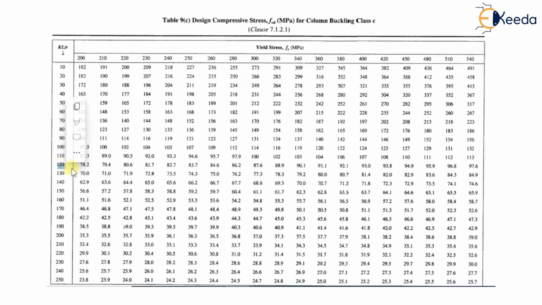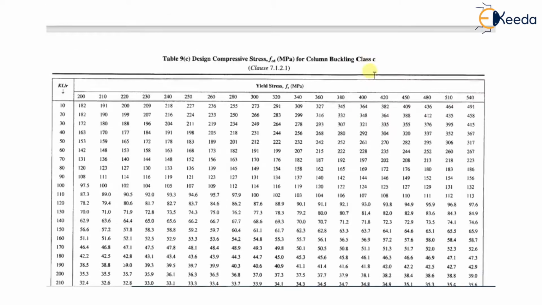So for 120, you have to find out the value of FCD. See, the table says design compressive stress FCD for buckling class C. One more thing, for every angle section the buckling class will be C only. Yeah, that you have to remember. Even in IS code they have given this. So I am not just randomly saying this to you. For every angle section, just remember the buckling class will always be C, because there are various tables.